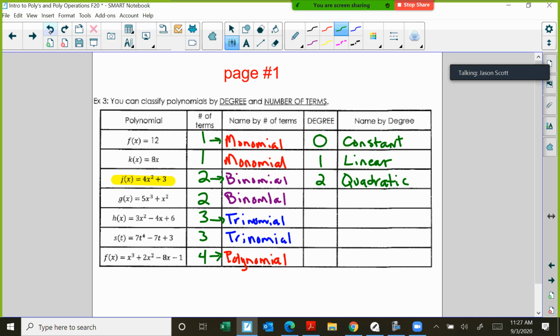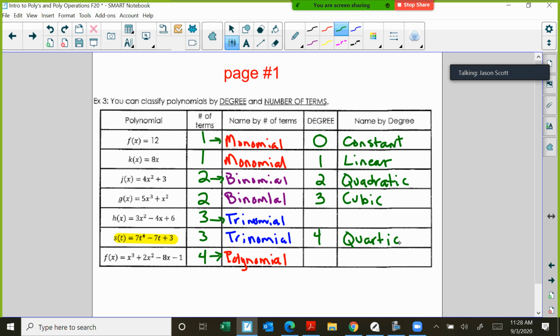Wrong color. Get the arrow. Degree on this fourth one is 3. We call that cubic. And then I'm going to skip and go to this one because it's different. The degree on this one is 4, which is called quartic. So that's classifying polynomials by its degree.